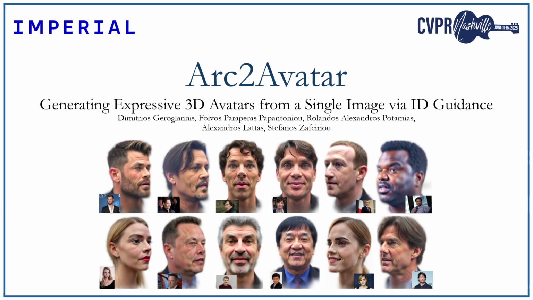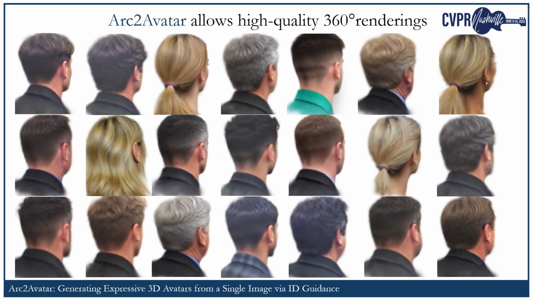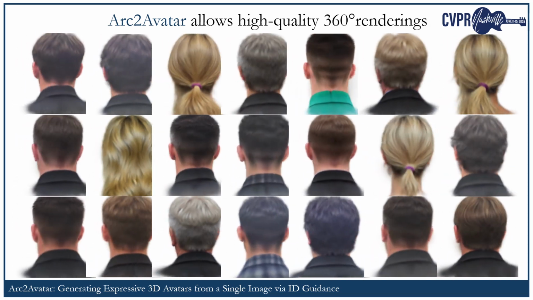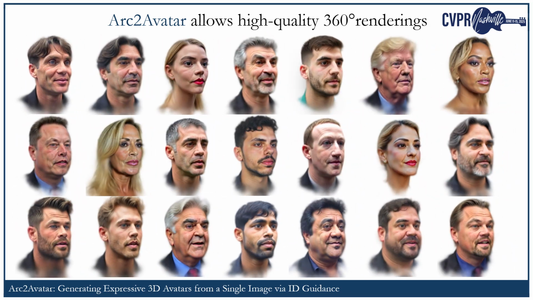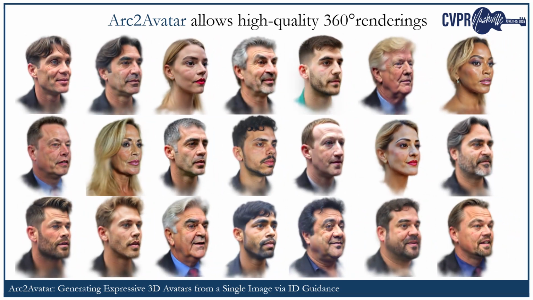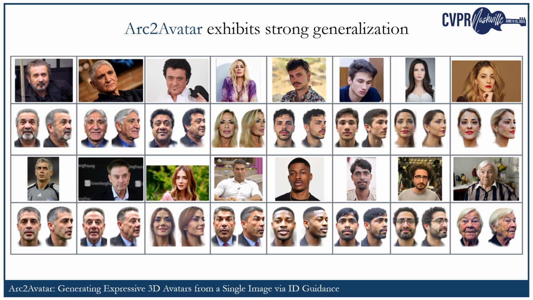In this work, we introduce Arc2Avatar, a method for expressive 3D avatar generation from a single image using identity guidance. Our method generates realistic high-quality 3D heads that can be rendered from any view. Arc2Avatar exhibits strong generalization as it consistently generates realistic, faithful 3D avatars for individuals across a wide range of ages, ethnicities, and backgrounds.